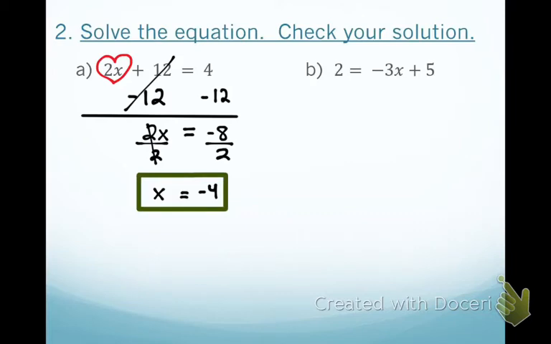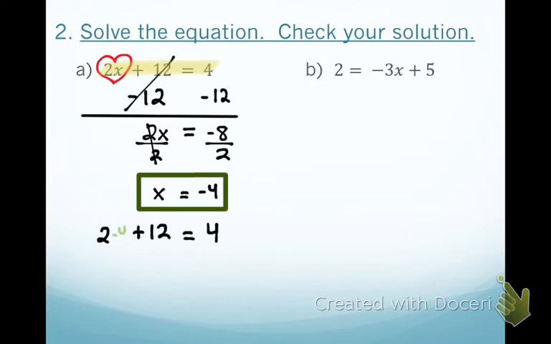Now we've talked about how to check. Remember, in order to check, we're going to take this original problem and rewrite it. First things first, I'm going to drop down my equal sign. And then we'll write 2x plus 12 equals 4. Reagan Stevens, we have learned what x is. What is x? Negative 4. So I am going to erase this, and instead I will put a negative 4.